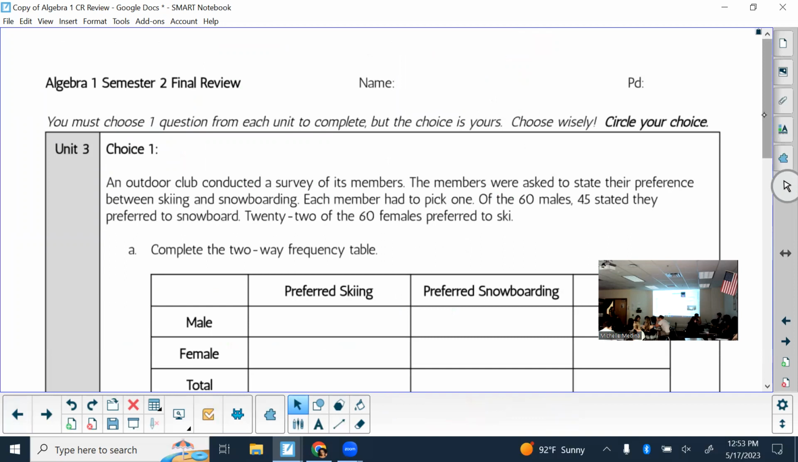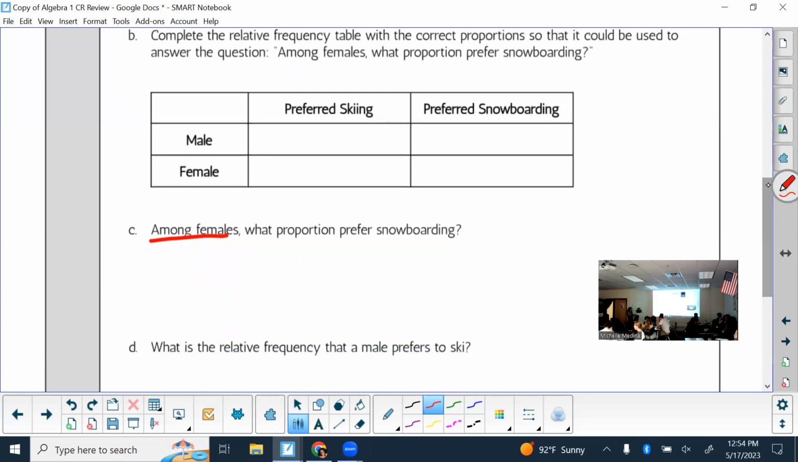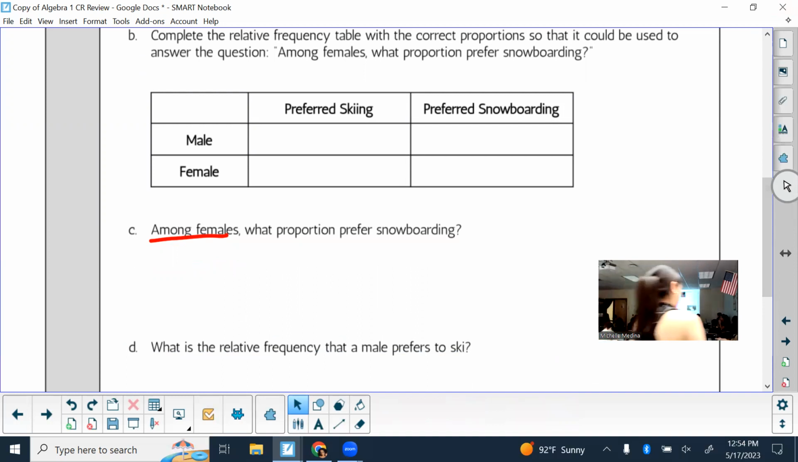Okay, so you just asked for C, so let's see if we need. Well, I think we do, not necessarily, unless you want to. But it says among females, what proportion prefer snowboarding? So we actually might have to do all this. Hang on, I need to zoom out. Okay, hold please.